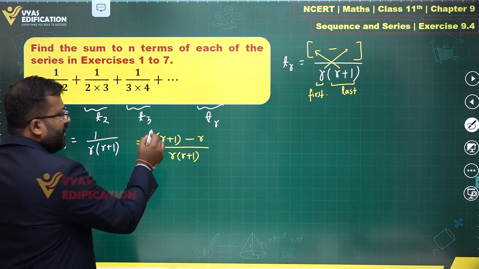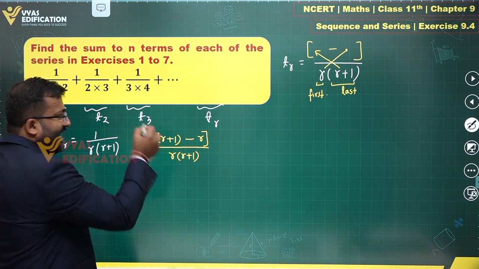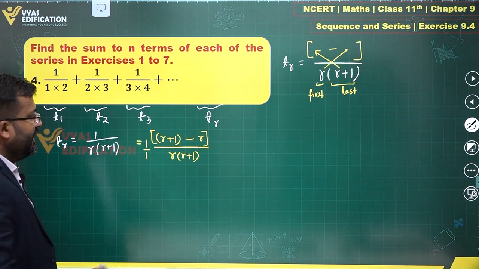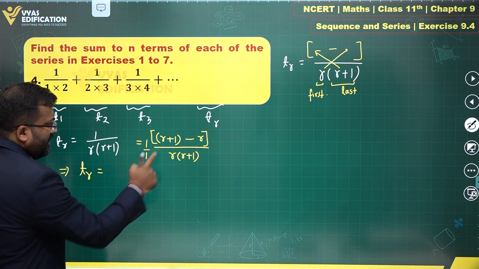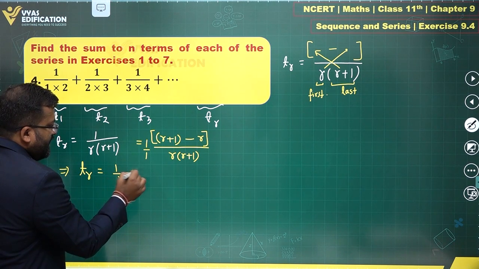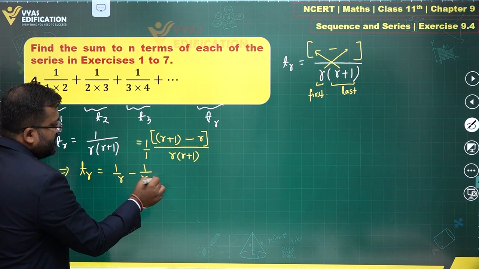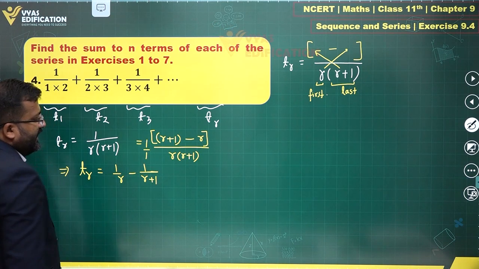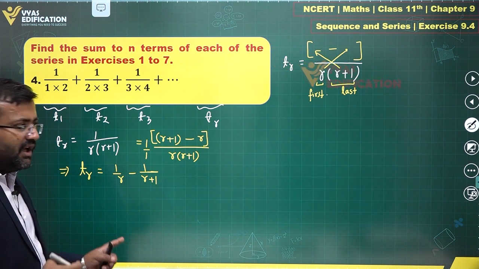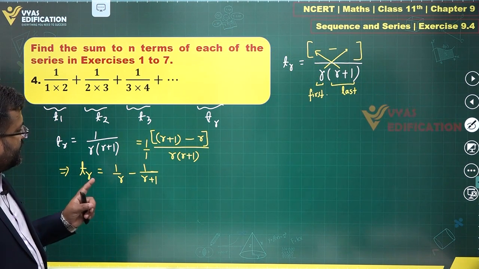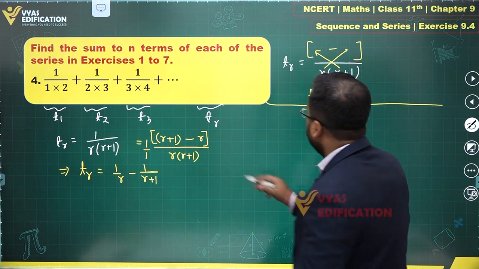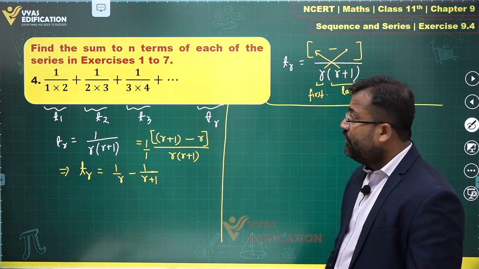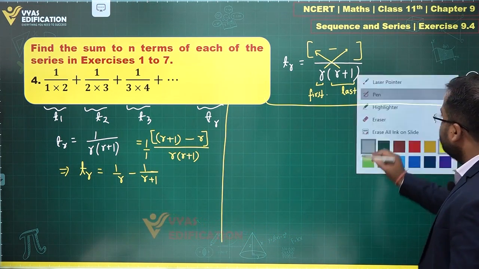That's not an issue. But the beauty of writing this in this manner is that T_r will now simplify to 1 upon r minus 1 upon r plus 1. This is important. This particular form is important. Once you write T_r in this particular manner, now, can I find the summation easily?